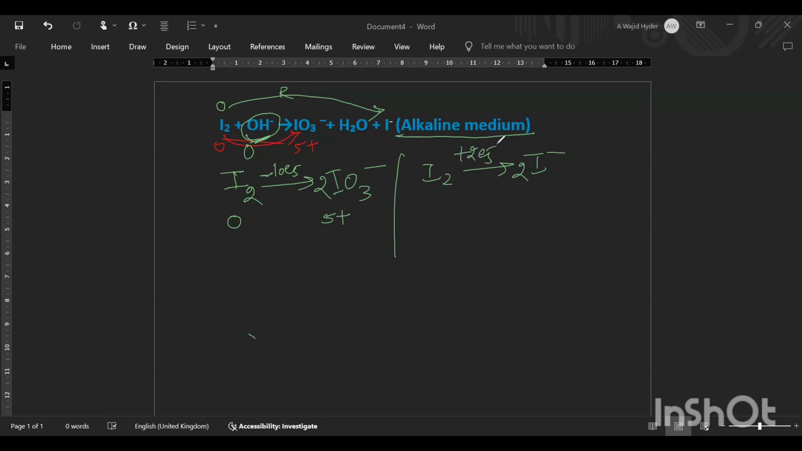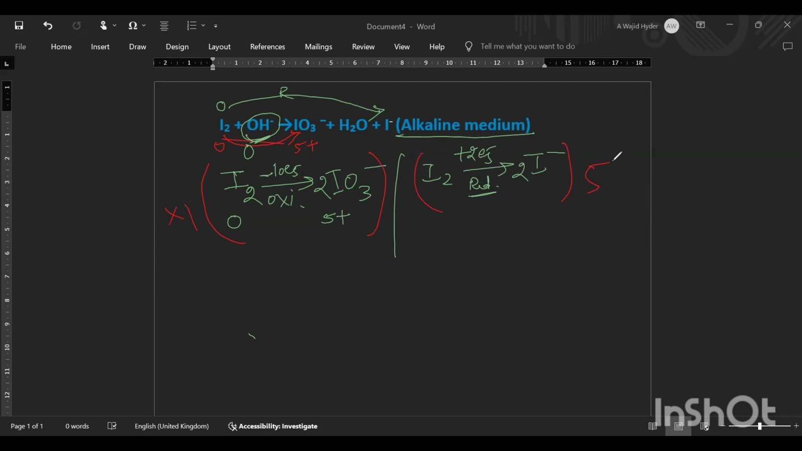Now see here, electrons are lost, so this is oxidation, and here electrons are gained, so this is reduction. As I have said, reduction always takes place at the cathode and oxidation always takes place at the anode. Now to make the number of electrons lost and gained equal, you need to multiply this by 1 because the LCM of 10 and 2 is 10. So you multiply this by 1 and this by 5. Now both will have the same number of electrons lost or gained.